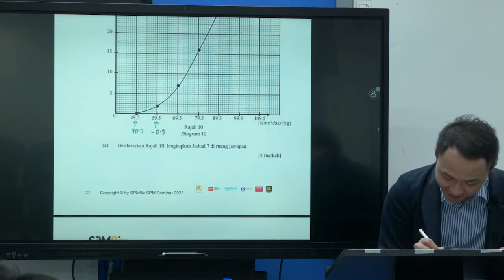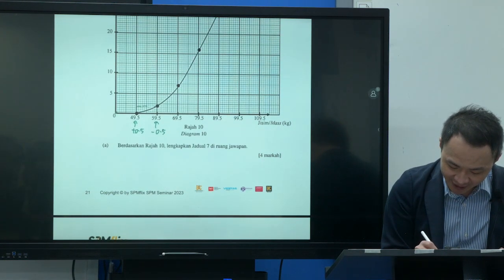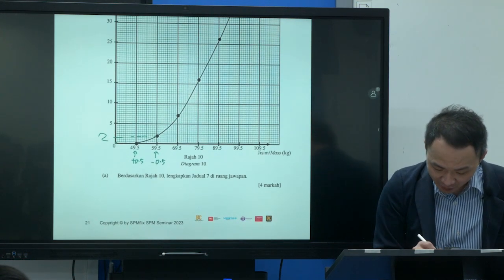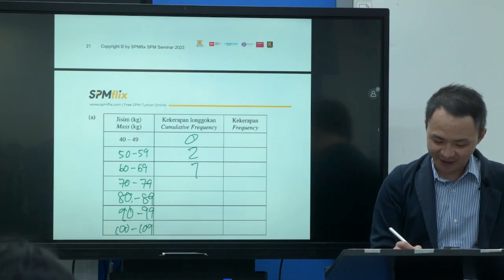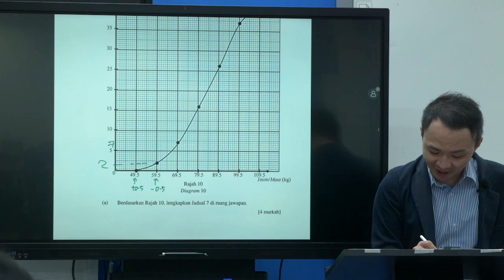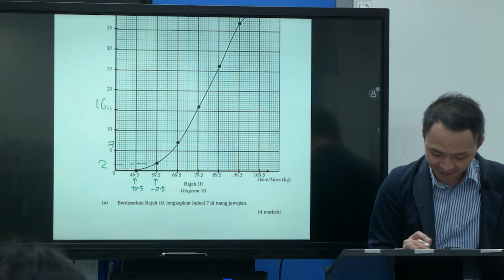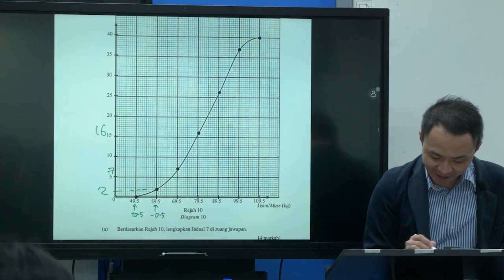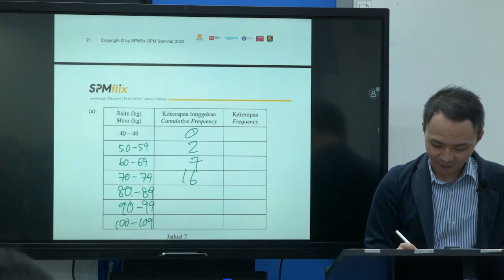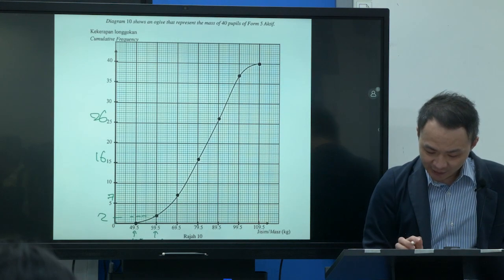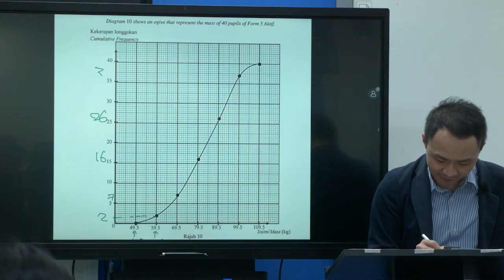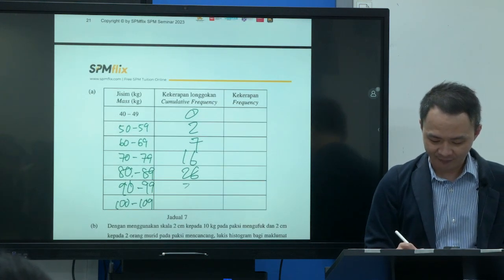The first one is 2, right? This is 0, this is 2. The next one will be 7, isn't it? Will be 7. You guys know how to read, right? This one will be 16. This one will be 26. This one will be 37. This one will be 40.